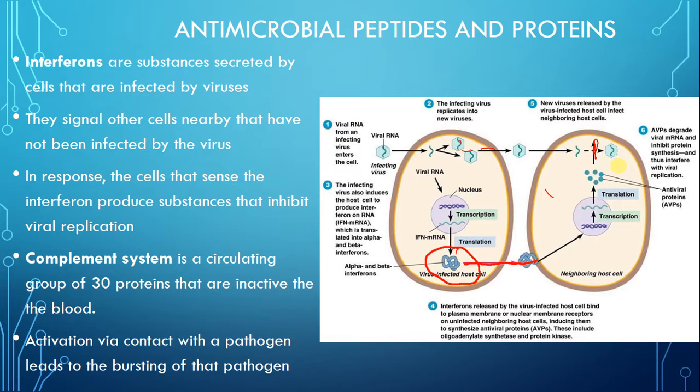So interferons are one antimicrobial peptide or protein, and the complement system is another. The complement system is just a wide number of circulating proteins, all inactivated, just circulating in the blood. When a pathogen contacts them, certain proteins are activated, and the activated form leads to the destruction, the bursting, of those pathogens. So interferons and the complement system are two types of antimicrobial peptides and proteins.